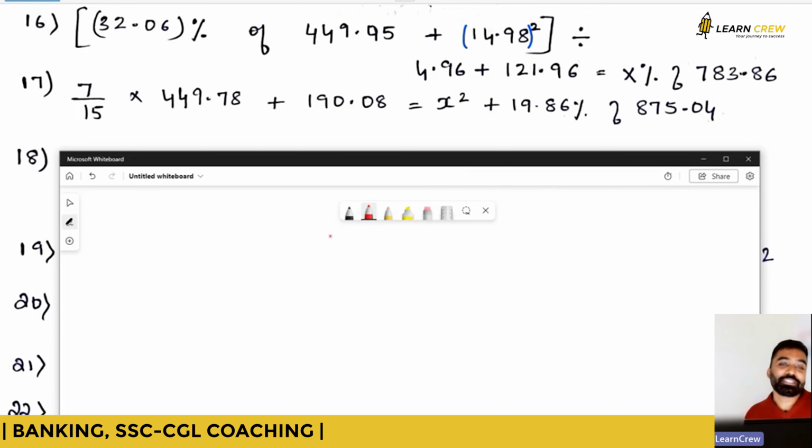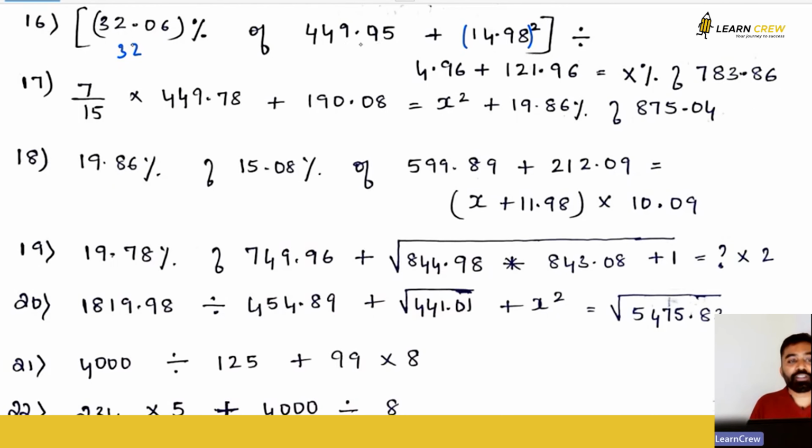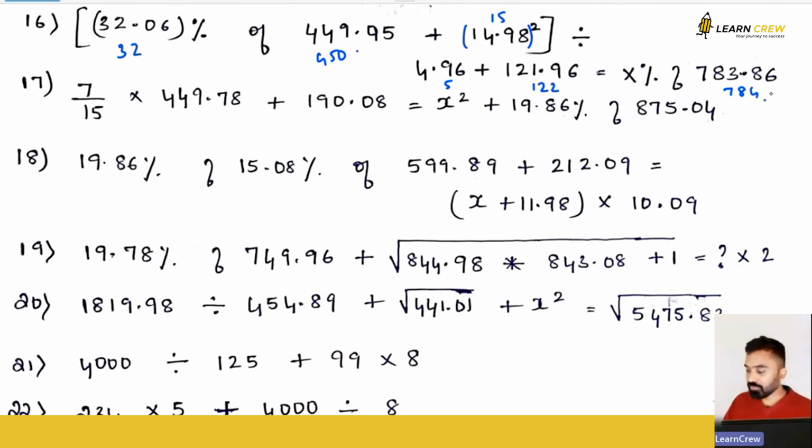No, do it slowly. How can 32.06 be written as 32? 449.95. Sorry, 450. Okay. 14.98, 15. 4.96, 5. 121.96, 122. 783.86, 784. Okay. Solve it now. Which will you solve first? Whatever is inside the brackets.